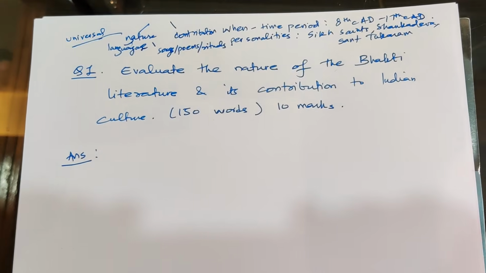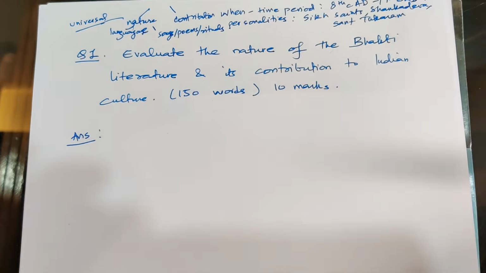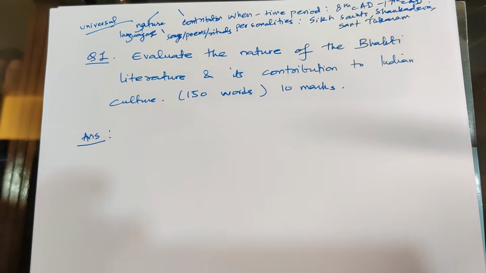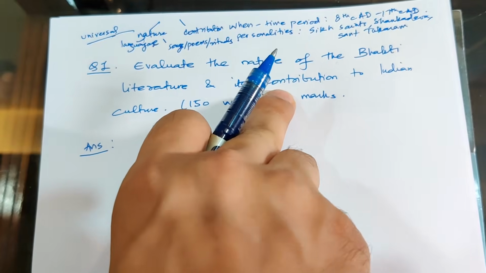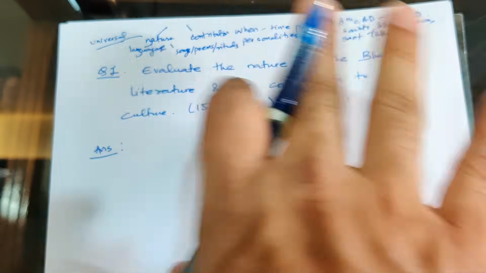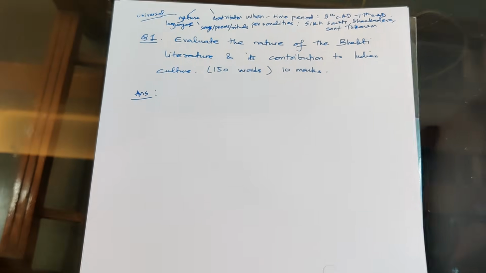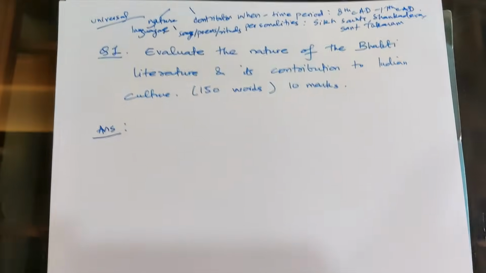And the contribution that it made was development of various arts and culture, development of vernacular language, development of music, development of various philosophical schools. So overall I now know I have to write about the nature, write about the contribution, and overall the introduction you can make by just introducing bhakti literature as such. So that is the kind of sequence I will be following.